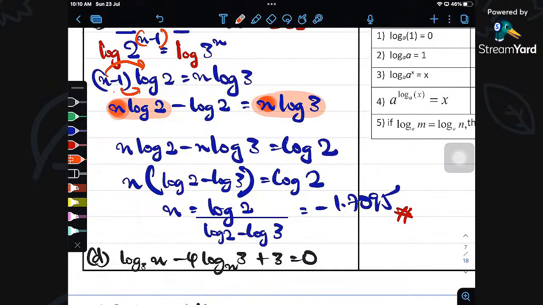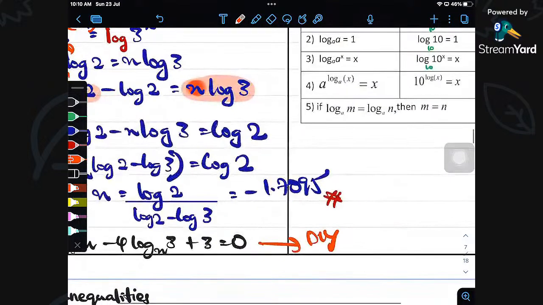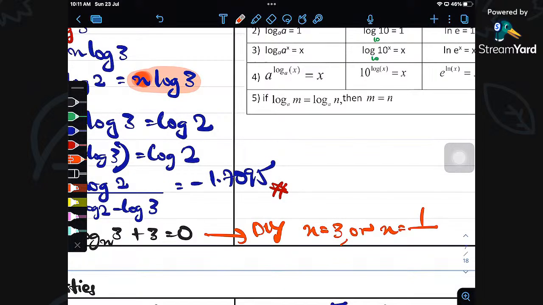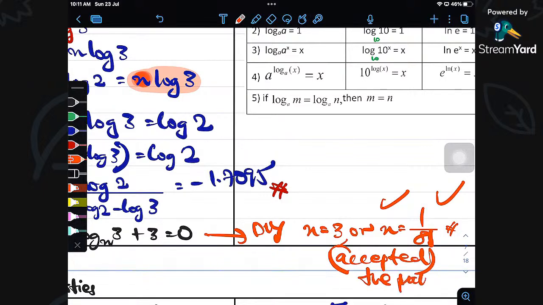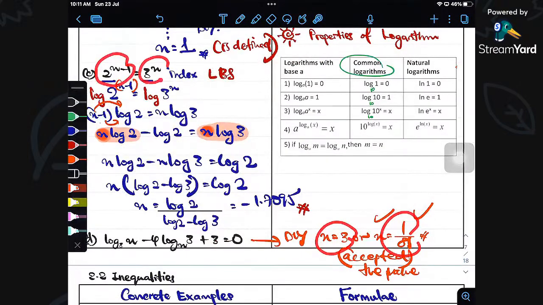Dan soalan yang terakhir ni, kalau you mahu cuba DIY question, you will get two kind of answer, which is x is equals to 3 ataupun or x is equals to 1 over 81. Comma means or, ya. So both of them are acceptable. Both of them are accepted because both of them are positive value. Sebab apa? Apabila x positive ini dimasukkan ke dalam logarithm, in fact ini soalan asal di index. Index tak perlu recheck pun. So both of them are correct anyway.